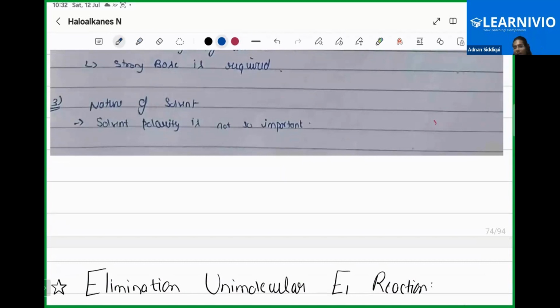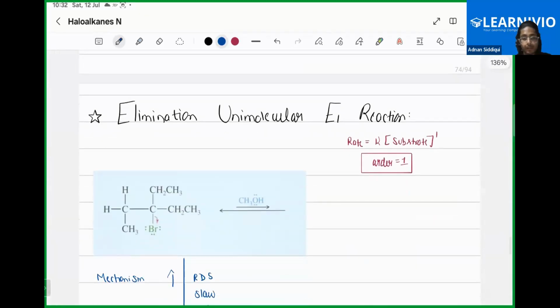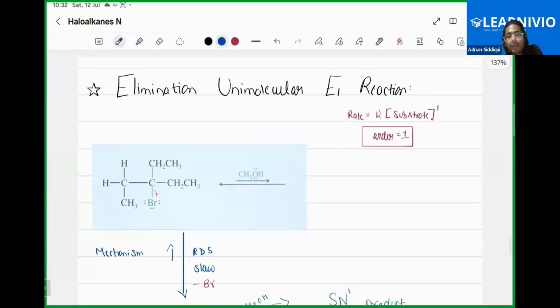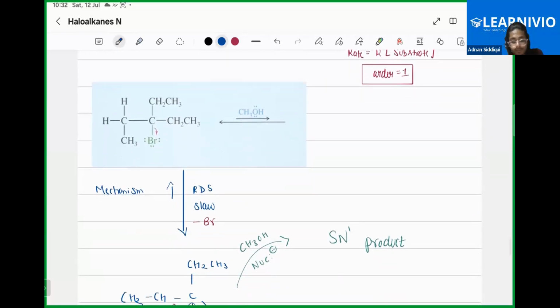It is slightly different, but the main idea is same, right? Now, elimination E1. E1 and SN1 are the same, like they are brothers. Let us talk about how they are similar and where they differ. As it is a unimolecular reaction, it only depends on substrate. The strength of base does not matter here, right? It will depend on substrate. Order of the rate reaction is one.